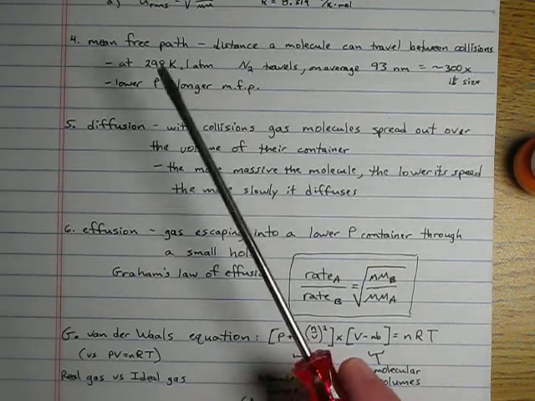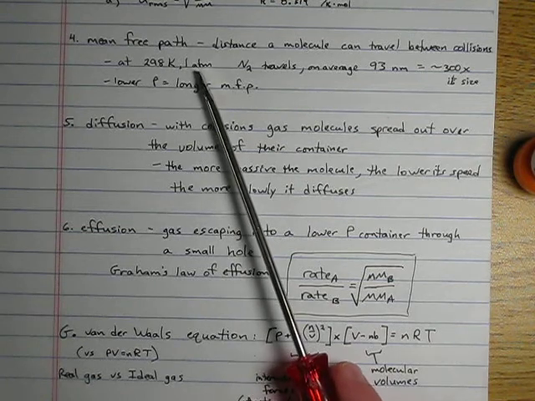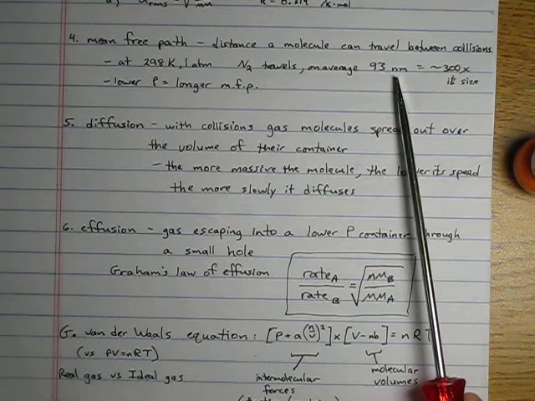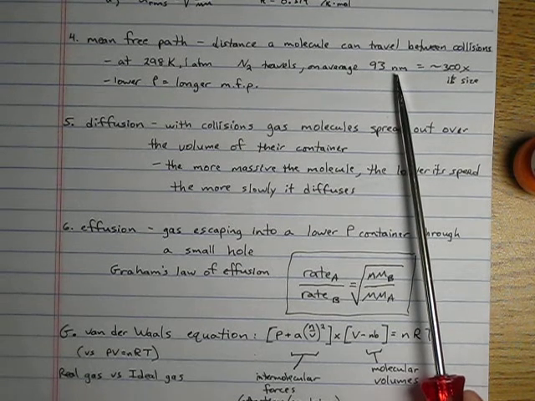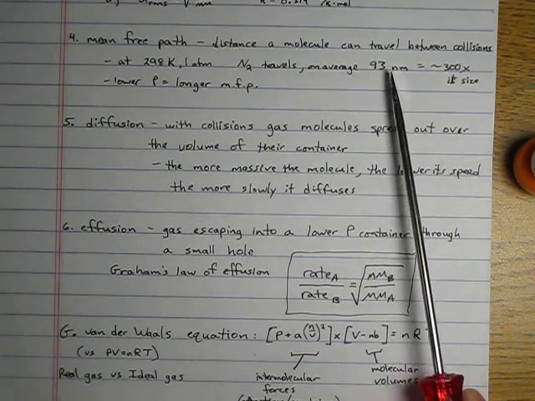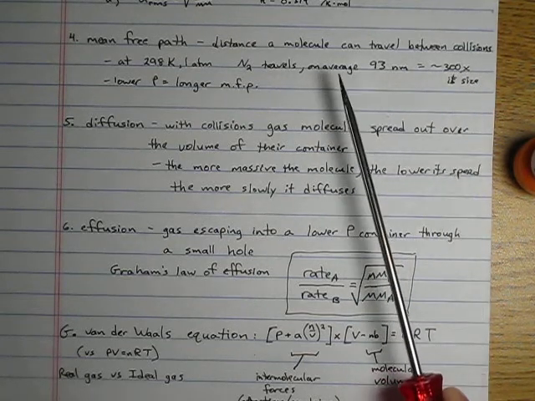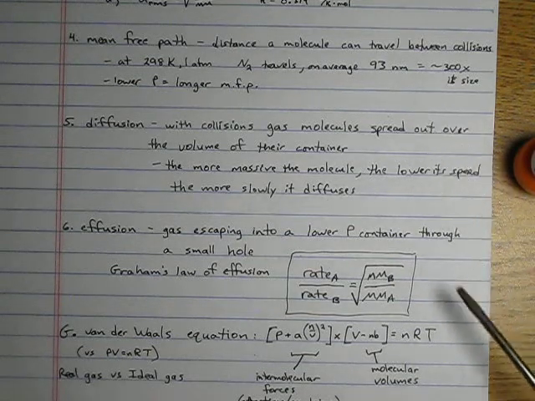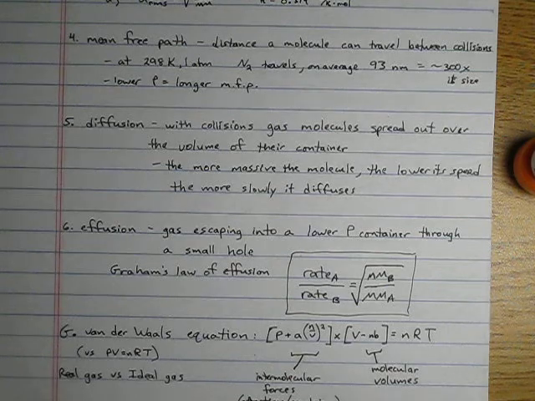Note, at 298 Kelvin and 1 atmosphere, an N2 molecule travels on average 93 nanometers before it'll smack into something. And N2 is very small, so this 93 nanometer distance is really about 300 times its size. So an N2 molecule travels about 300 times its own length at about 400 meters per second, about 1,000 miles per hour, before it'll smack into another molecule.